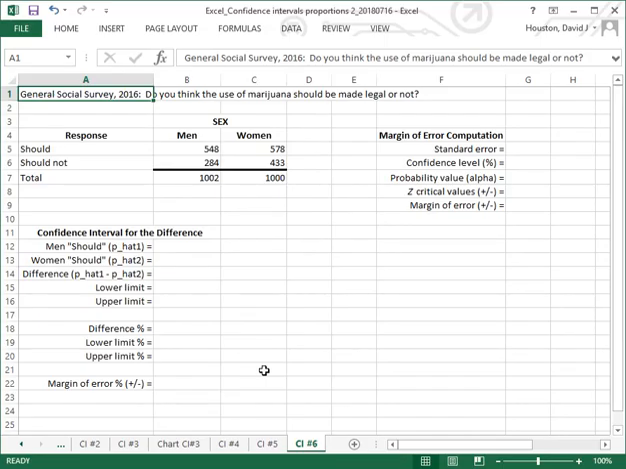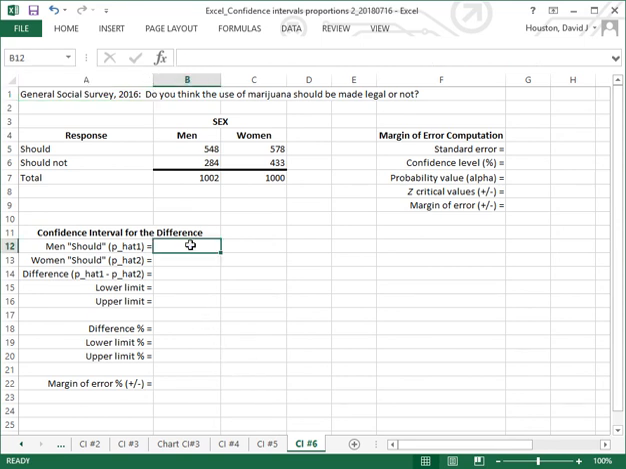For this last example, what I have are data from the General Social Survey from 2016, where respondents were asked the question, do you think the use of marijuana should be made legal or not? What I've done is broken responses down by men and women. One way in which we can think about these data, even though these are data collected with the same survey, is that we can think of men and women as being two separate groups or two separate samples. So we can still use the same formula for independent samples for constructing this confidence interval around the difference in support for men and women.